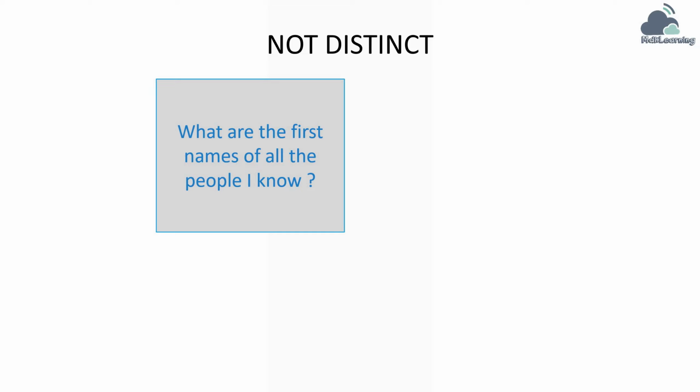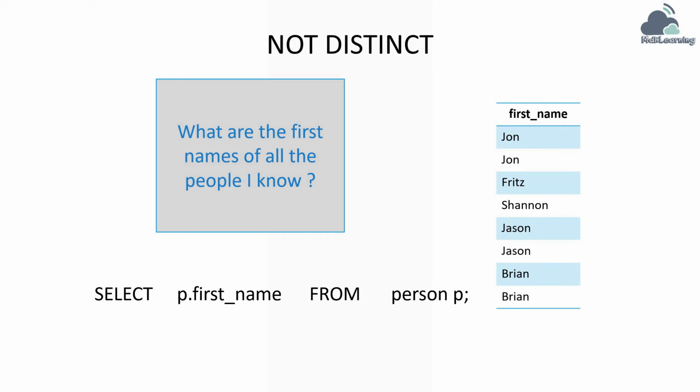So not distinct is: what are all the first names of all the people I know? Here's our question. Here's our query. Select P.firstname from person P, semicolon. So this select statement returns a complete set of all of the first names from the person table. So not distinct, right? All of the names.